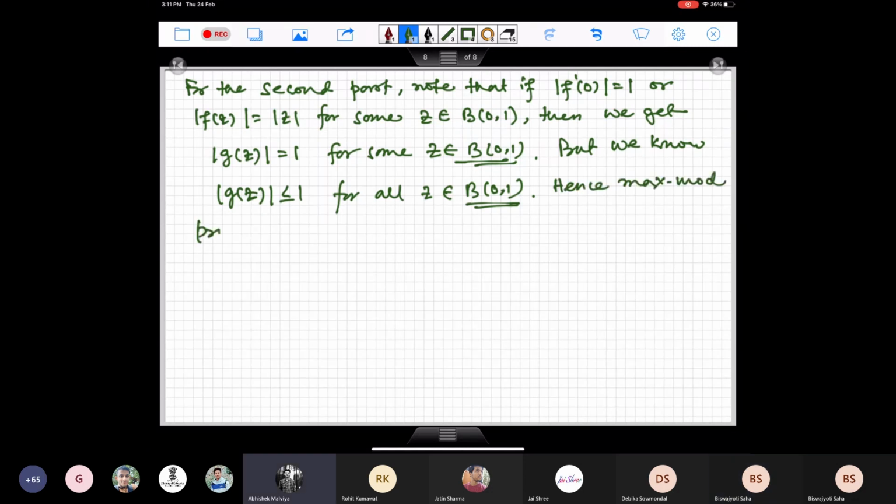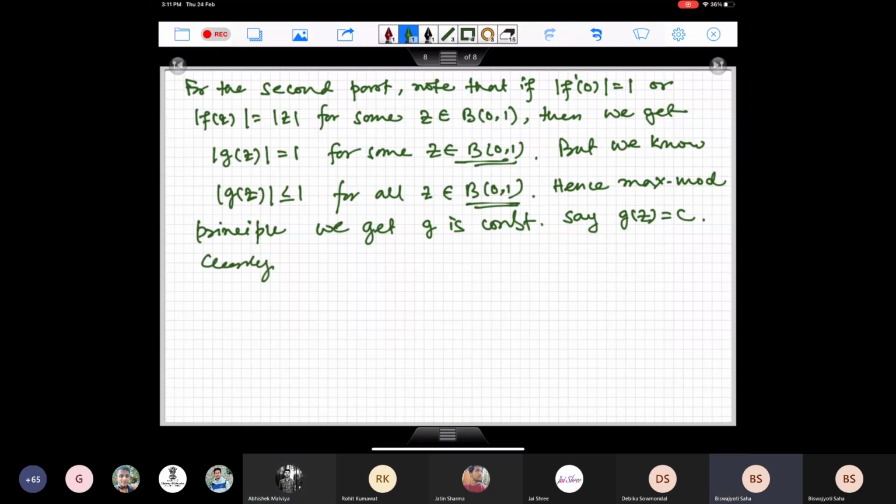what do we get? g is constant. By the maximum modulus principle, we get g is constant. So say g(z) is equal to c. Now g(z) equal to c, what will be the absolute value of this constant? Less than or equal to 1? No, it has to be equal to 1 because I know that at some point, let us say for some z naught, the absolute value is going to be equal to 1.